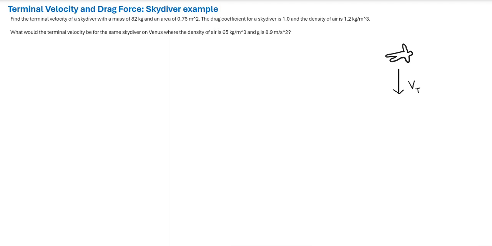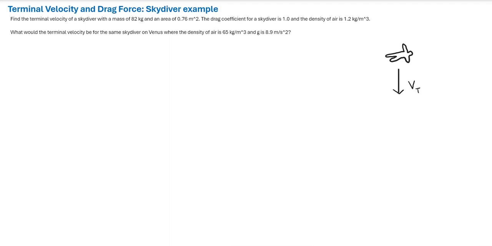And then we want to find the terminal velocity for this same skydiver if they were skydiving on Venus, where the density of air is 65 kilograms per cubic meter, and g, the acceleration due to gravity, is 8.9 meters per second squared instead of 9.8.